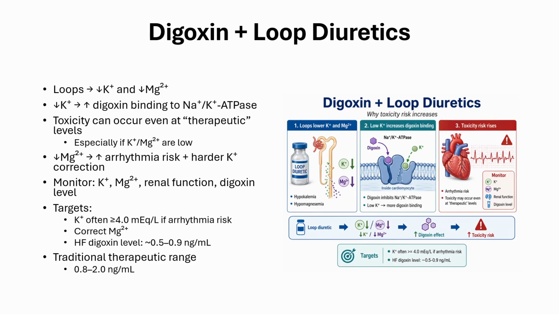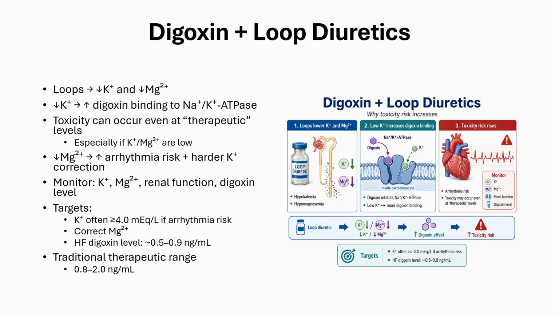Digoxin and loop diuretics have a clinically important interaction because loop-induced hypokalemia and hypomagnesemia can increase the risk of digoxin toxicity. Digoxin exerts all of its therapeutic and toxic effects by inhibiting the sodium-potassium ATPase pump, which normally moves sodium out and potassium into cardiomyocytes. Potassium and digoxin compete for the same binding site.